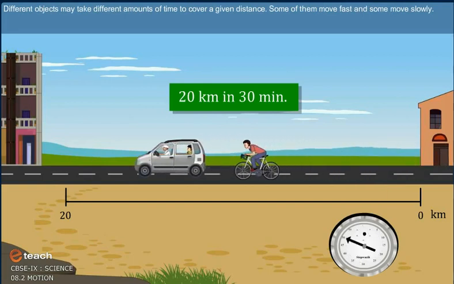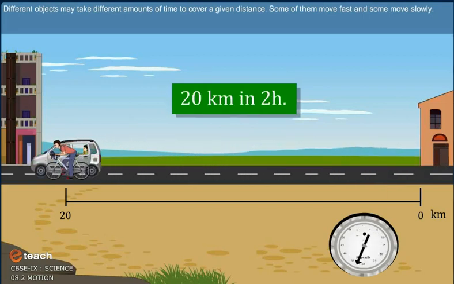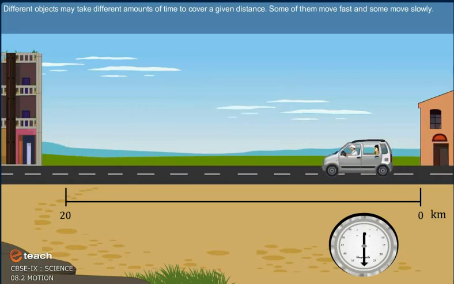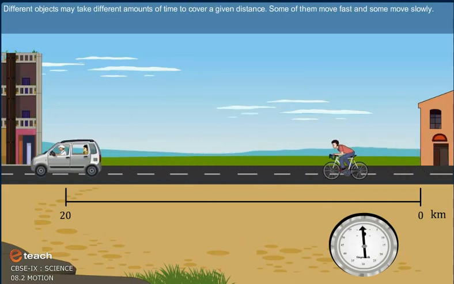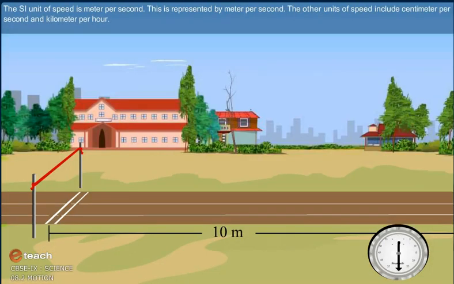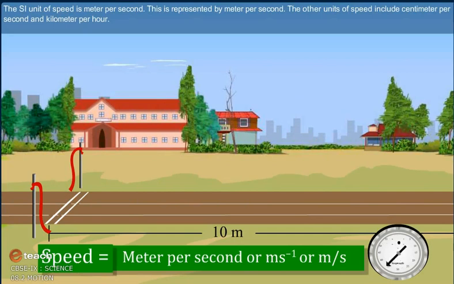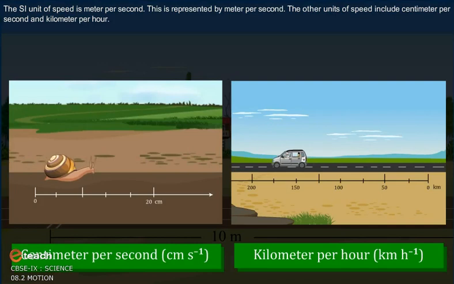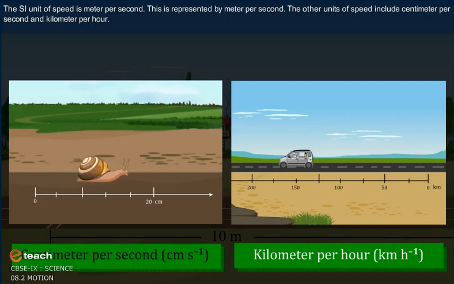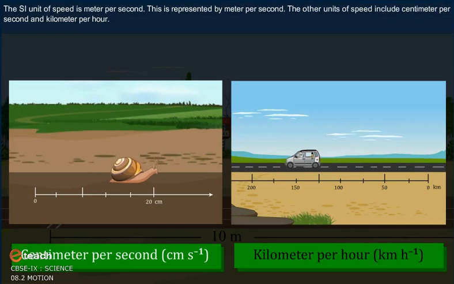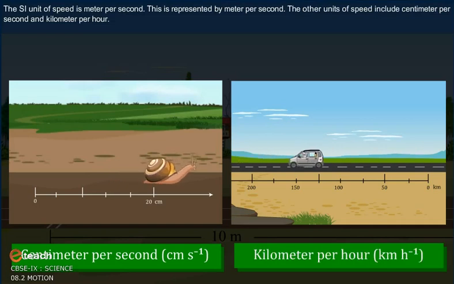Different objects may take different amounts of time to cover a given distance. Some of them move fast and some move slowly. The SI unit of speed is meter per second. This is represented by the symbol m s^-1 or meter per second. The other units of speed include centimeter per second, cm s^-1, and kilometer per hour, km h^-1.